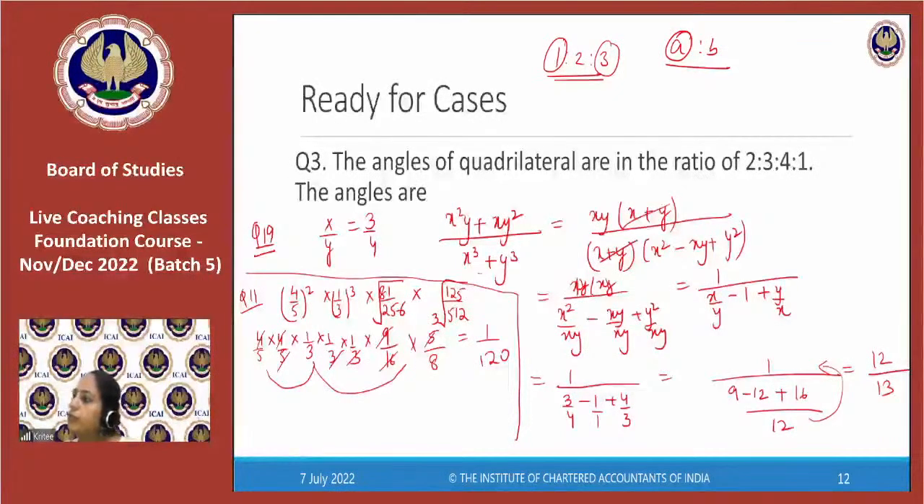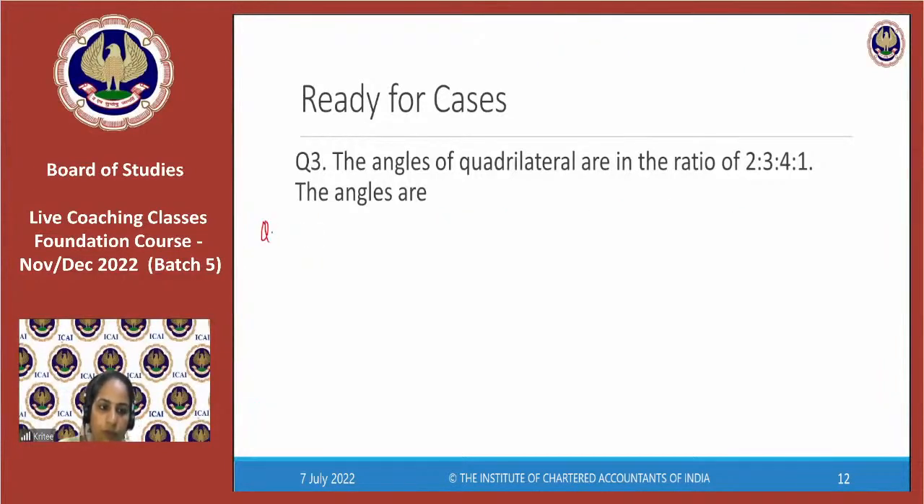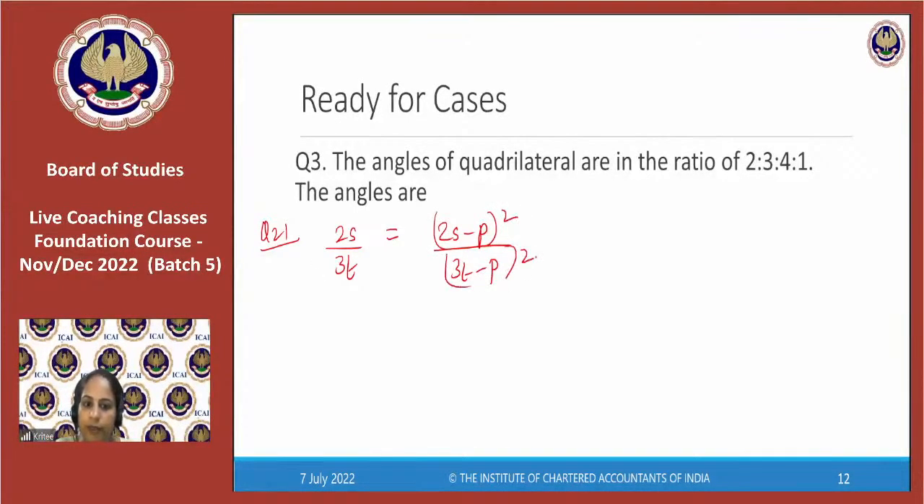Okay, question number 21. You are making me do the same kinds of questions again and again, but you need to practice all of them on your own also. So question number 21. It says 2s by 3t is the duplicate of (2s minus p) upon (3t minus p). Duplicate means you will square it. Fine. Just open it. Normal solving.